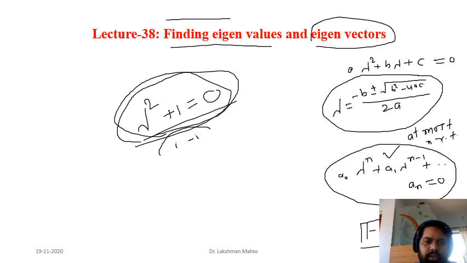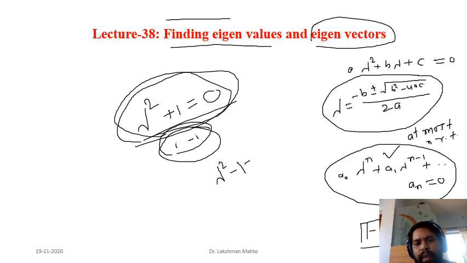Imaginary roots, you got imaginary roots for this one. These are actually complex numbers. These are not real numbers. If I take another quadratic equation like lambda square minus 1, then definitely it is having two real solutions. One is 1, another one is minus 1.